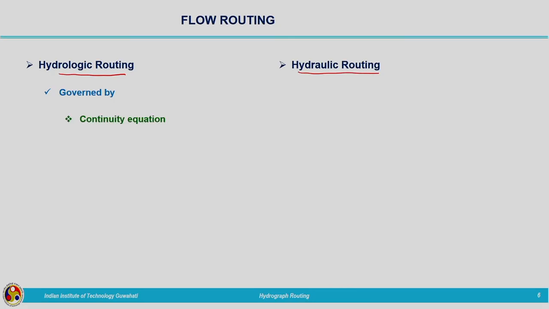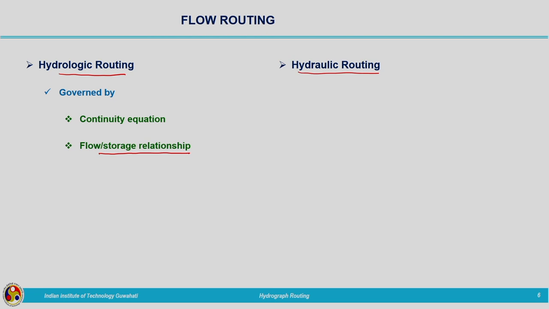Hydrologic routing is governed by continuity equation alone. What is continuity equation? That is the conservation of mass. Based on the conservation of mass principle, the routing is carried out in the case of hydrologic routing. Along with the continuity equation, we will be making use of some flow storage relationship also. Because continuity equation is giving us only one equation, along with that, one more equation is required for carrying out the hydrologic routing, that is the flow storage relationship.